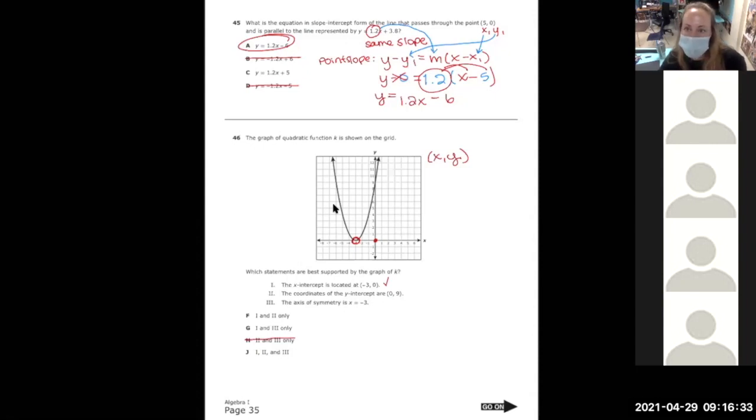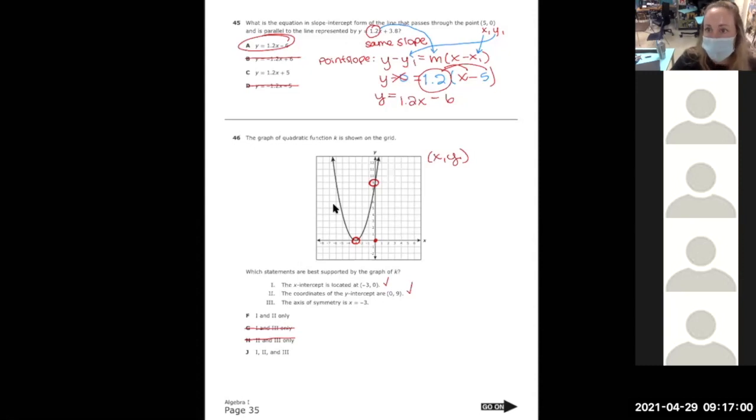So it's all about getting rid of answer choices. The coordinates of the y-intercept are (0, 9). So (0, 9) is right here, and that is where it crosses the y-axis. So number 2 is correct. So we can cross off G. So now we have a 50-50 chance of getting it right.